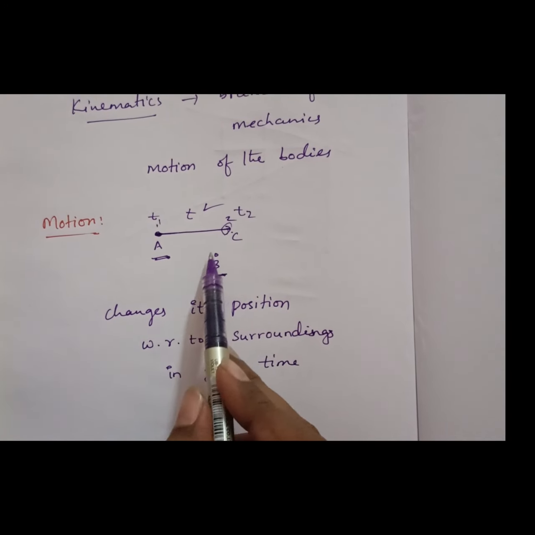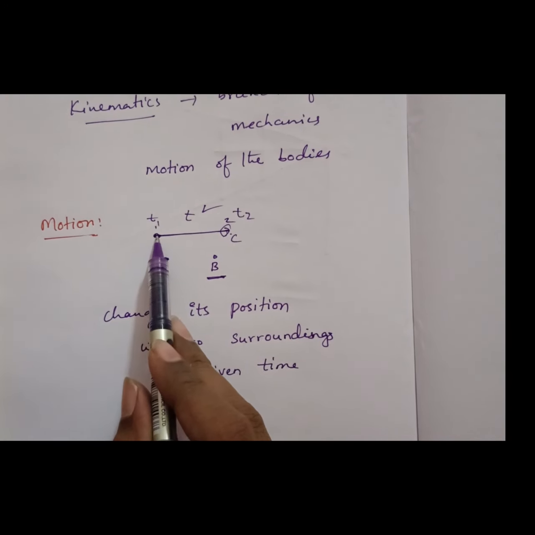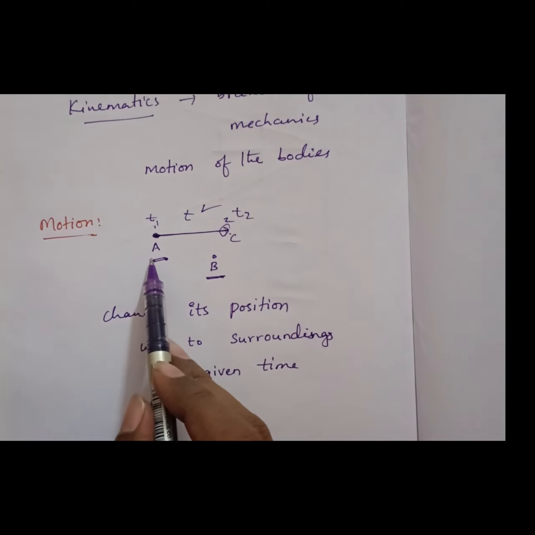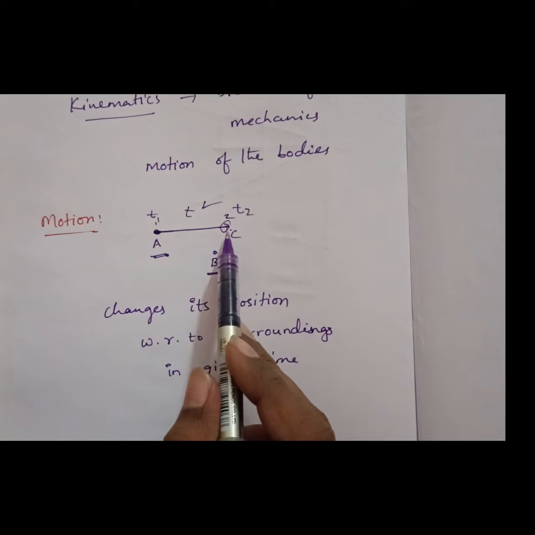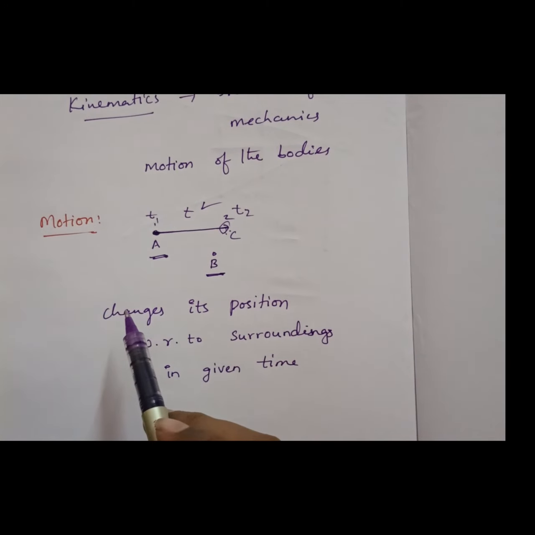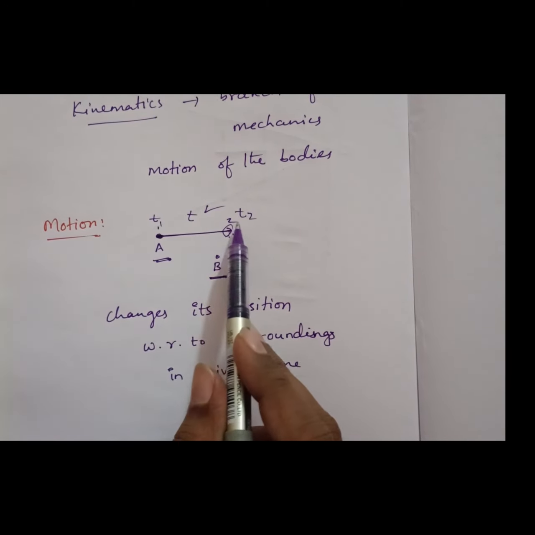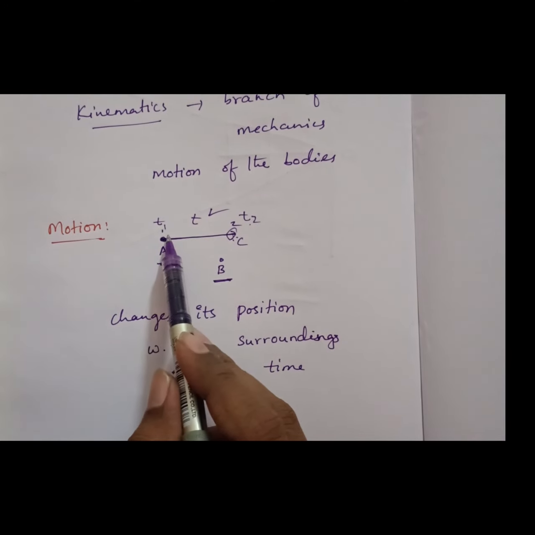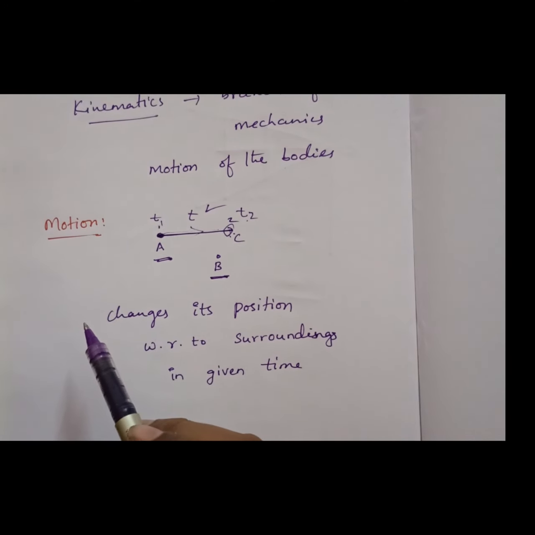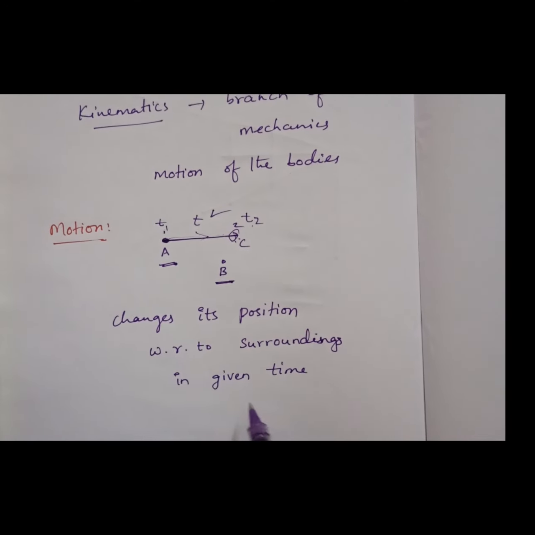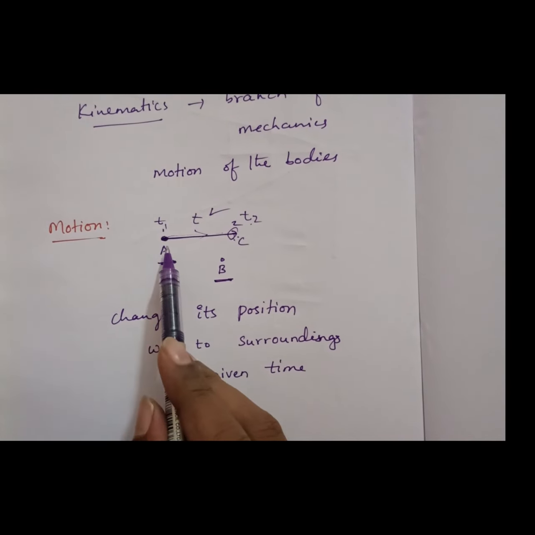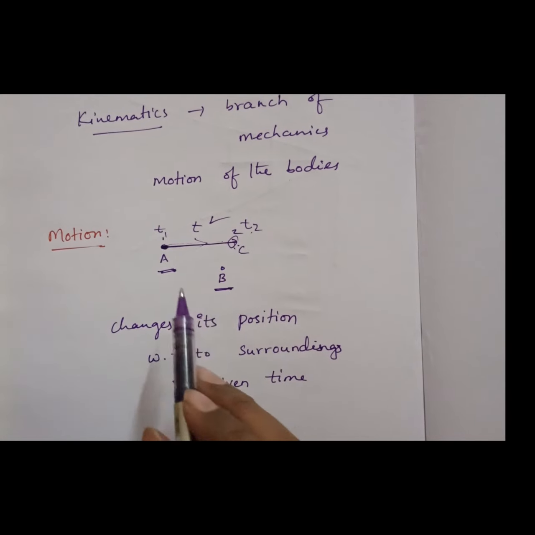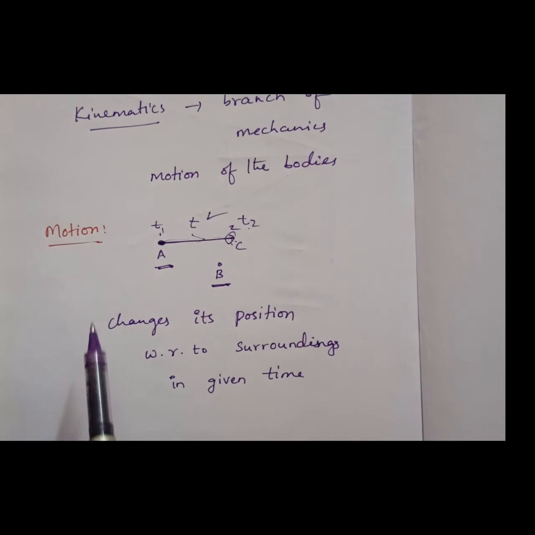If you see, with respect to B, before t1 A is at rest. After t2 he is at C in rest position. During t1 to t2 he is moving. So in a given time, with respect to surroundings, A changed its position. So we can say A is in motion.